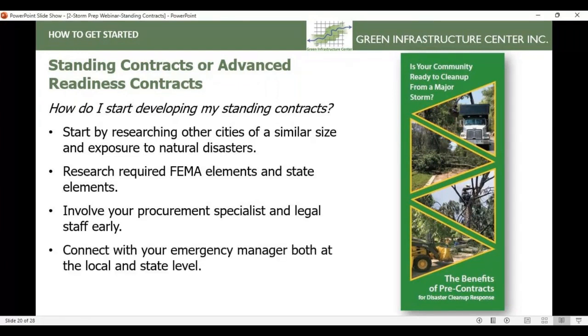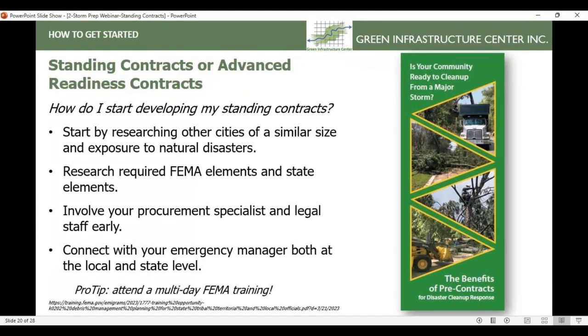Connect with your emergency manager both at the local and state level. They're great resources. They're also very familiar with FEMA regulations and disaster cleanup and response. They will be able to help you review your contracts or provide feedback on ways to make them better. And then a pro tip, attend a multi-day FEMA training. There are opportunities for you to go to trainings and learn more about this content directly from FEMA.